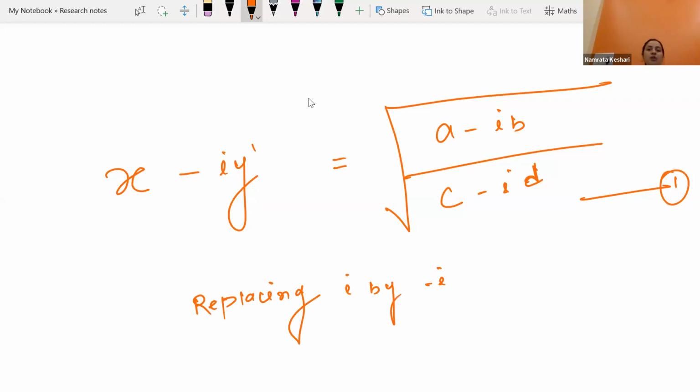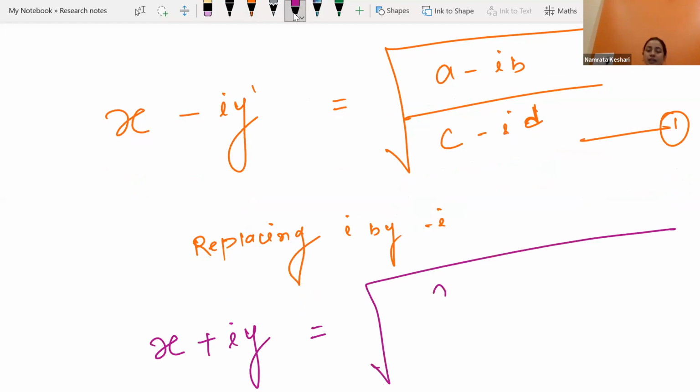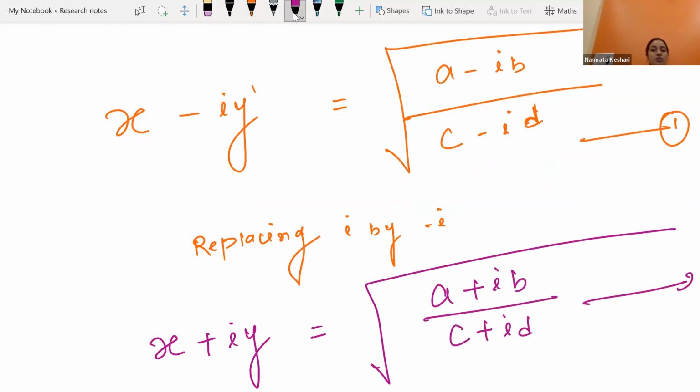If we do something like this, let's do it. We are able to create a new equation from here. This will become x plus iy, this will become a plus ib, and this will become c plus id. We are able to create a new equation by replacing i with minus i. Okay, now we will do the multiplication of equation 1 and equation 2. Why? Because this part is clear to us.